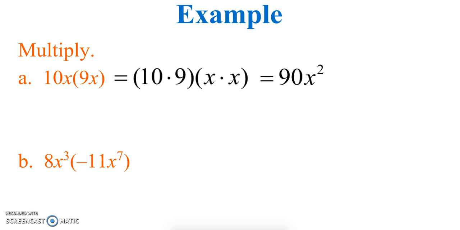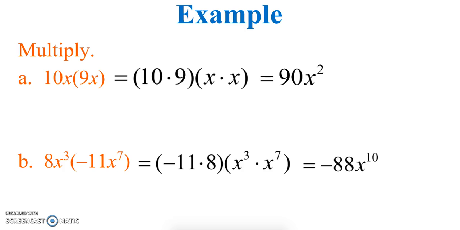With B, same process. You multiply your numbers, you put together your variables, and you add your exponents. So negative 11 times 8 is a negative 88, and then you add 7 plus 3, and you get 10, negative 88x to the 10th power.